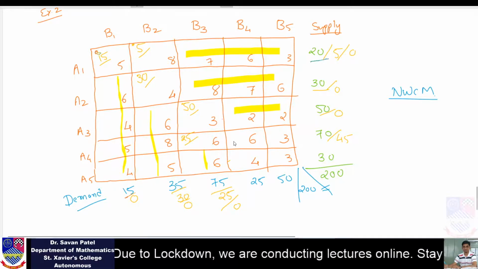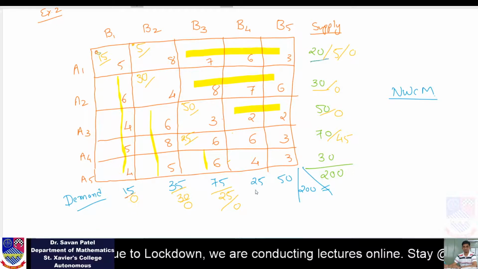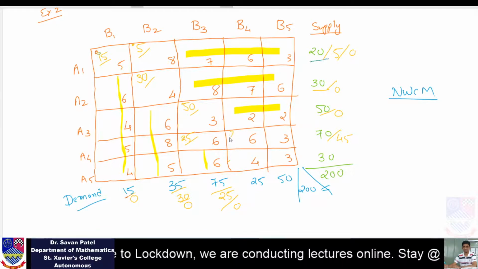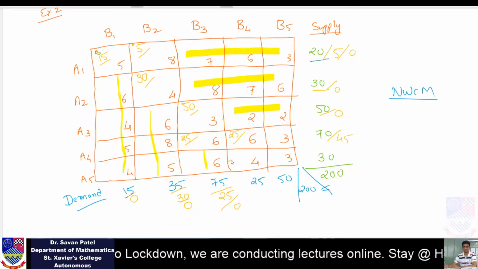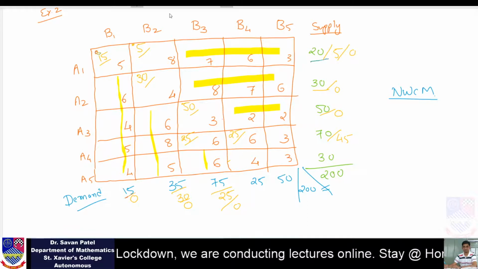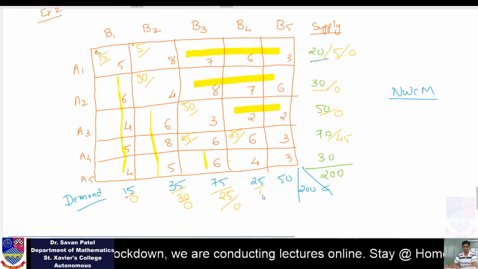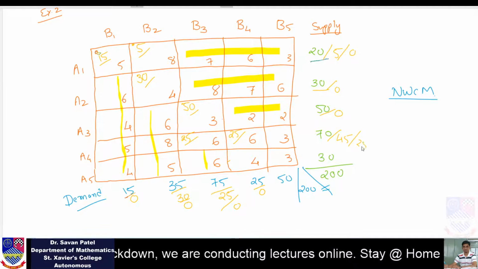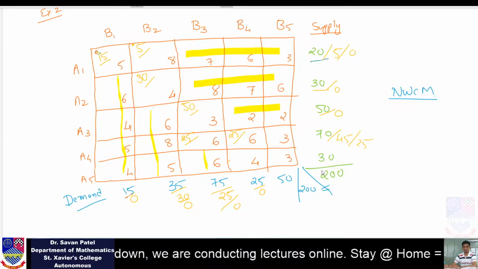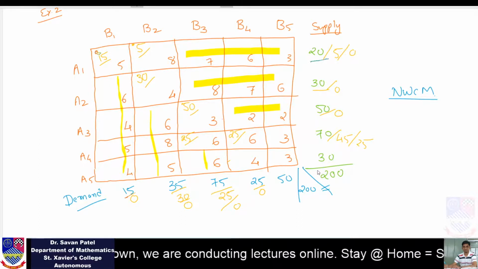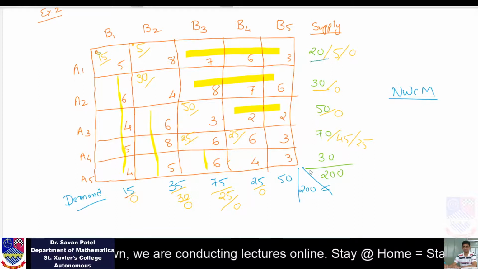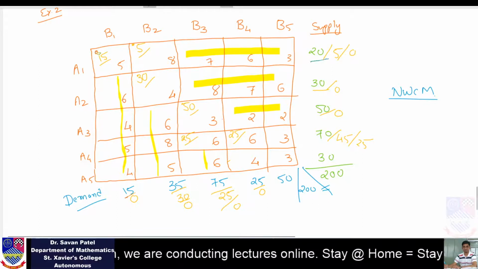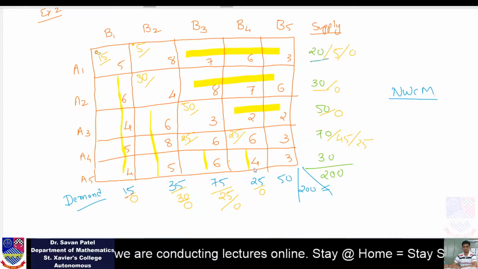Now the topmost corner is this. Here the minimum of 25 and 45 is 25, so we will transport 25 units here. So we are having this entry now 0, and here we are having 25. So this is cancelled.